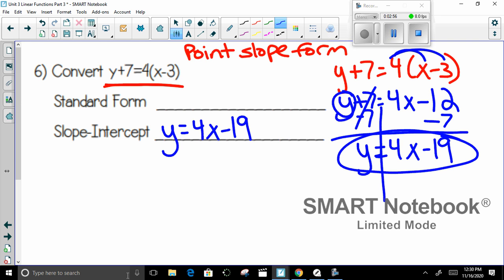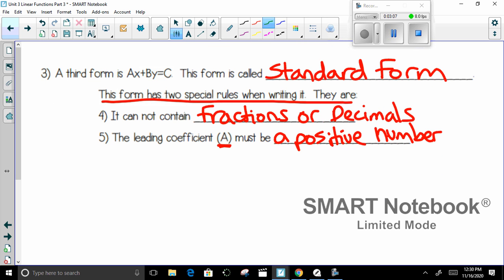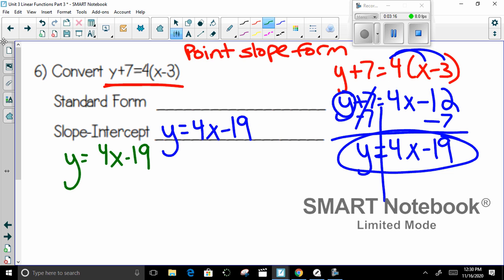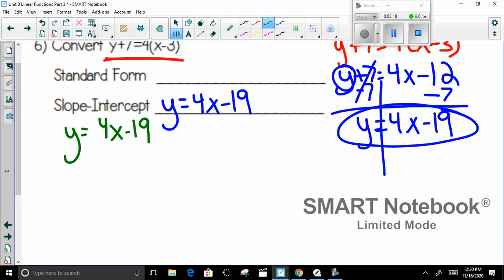All right, now from slope-intercept, we want to get it into standard, and that is kind of new. We haven't really worked much with that. Now, keep in mind the two rules that we just said: we cannot have fractions or decimals, which it doesn't look like we do. And we want the leading coefficient a, which is in front of your x, to be positive. So if we look at the number in front of x, that's our most important thing. Is it positive? It is. So we want to keep this here. Don't touch that 4x. Leave it there.